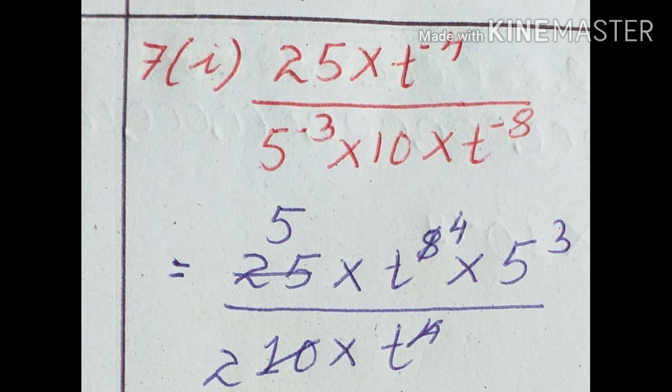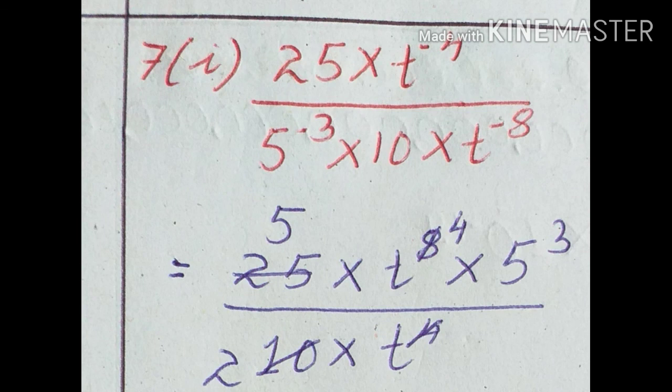Like this: 25 is already there, into t to the power 8 will go up, into 5 to the power 3 also will go up. Going up, the sign will change. Divided by 10 already there below, into the upper t to the power minus 4, so this will shift downside and become t to the power 4. Now here we can cancel 10 and 25 by 5: 5 times 2 is 10, 5 times 5 is 25, and we have t8 and t4.